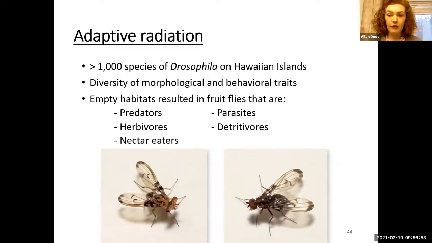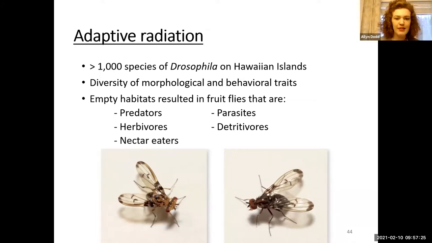Anyway, the many Drosophila species living in the Hawaiian Highlands are very diverse. They're another example, along with Darwin's finches, of adaptive radiation. You had just a few fruit flies that, we think, got blown to different islands. And then over time, adaptive radiation occurs by that process I just showed you. You had these empty habitats that were basically filled. And so you have fruit flies that are all related.